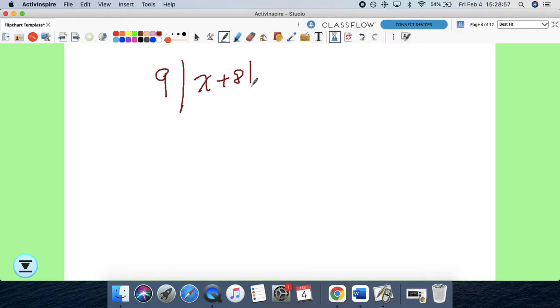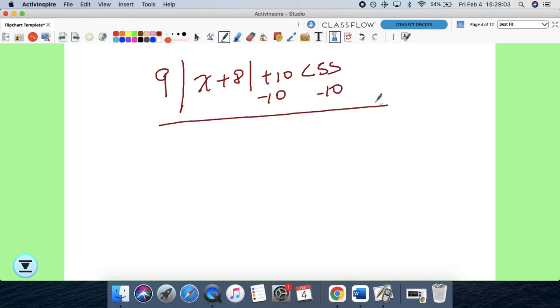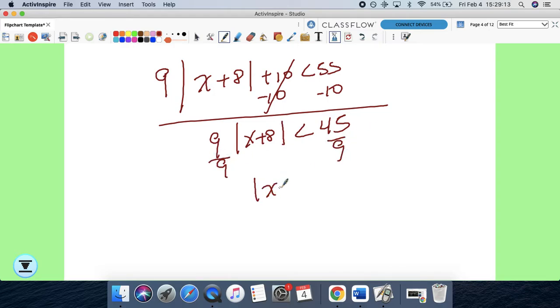x plus 8 plus 10 less than 55. We're going to do minus 10 first. That's 45. And then we have 9x plus 8, which we're going to now divide everything by 9, both sides. And we finally have what we want, our absolute value less than 5.